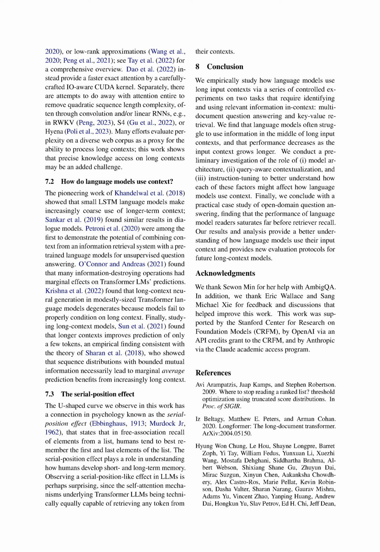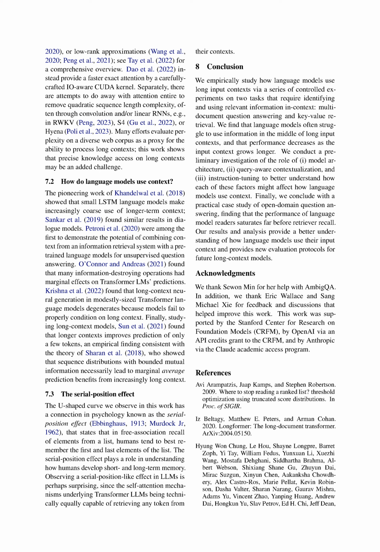Section summary. In related work, there have been various approaches to designing language models with cheaper scaling than transformers for long context processing, such as attention modifications, low-rank approximations, and convolutional or linear RNNs. Previous studies have shown that small LSTM language models and dialogue models make coarse use of longer-term context, while combining context from an information retrieval system with pre-trained language models has shown potential for unsupervised question answering. Additionally, it has been found that longer contexts only improve the prediction of a few tokens, which aligns with the theory that sequence distributions with bounded mutual information have limited benefits from longer context.